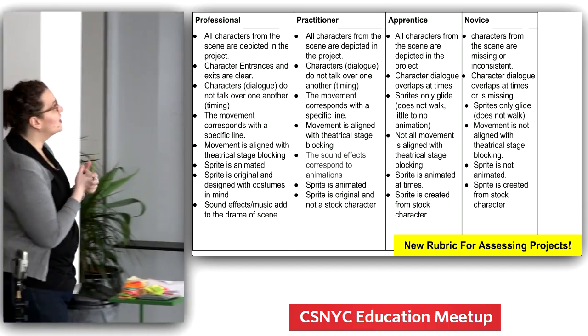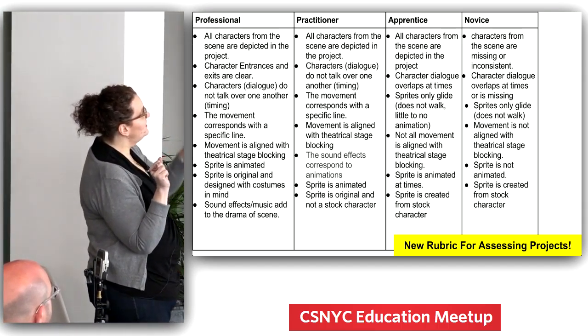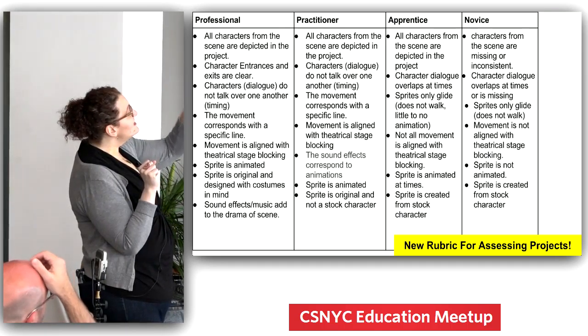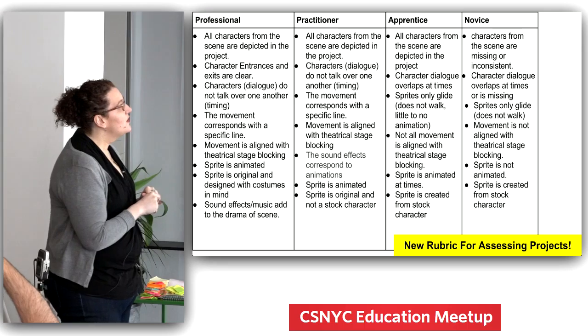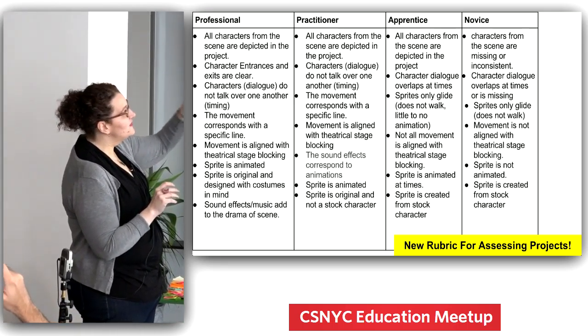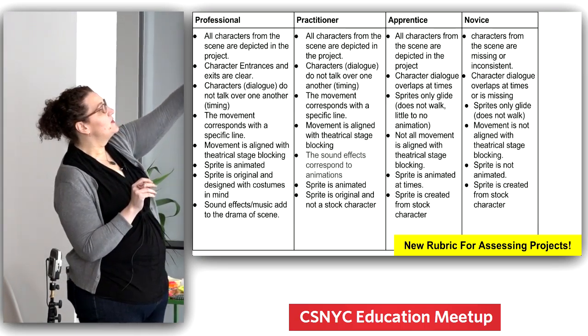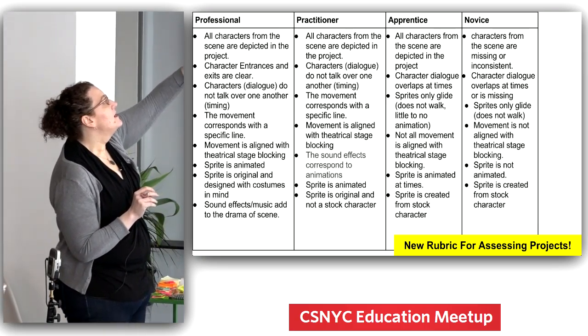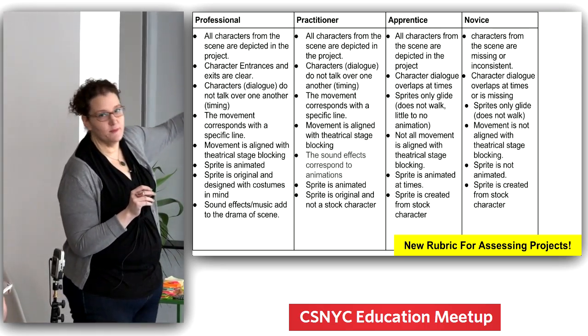This is the incarnation, and this is in one of the links in the master document that was shared with you. So this is the rubric. We do mastery-based learning at Academy for Software. So we have four levels of mastery. To pass, everyone has to be at least apprentice. Practitioner is kind of my benchmark, and then professional is the above and beyond.